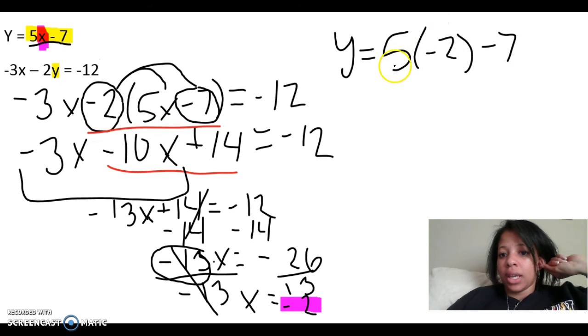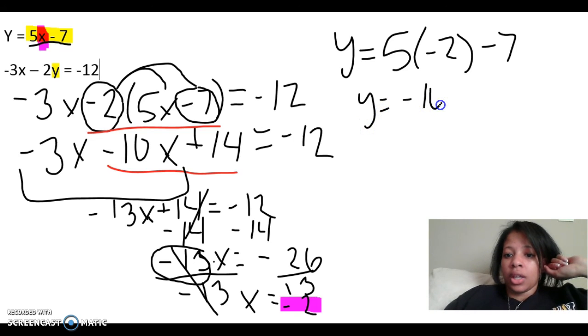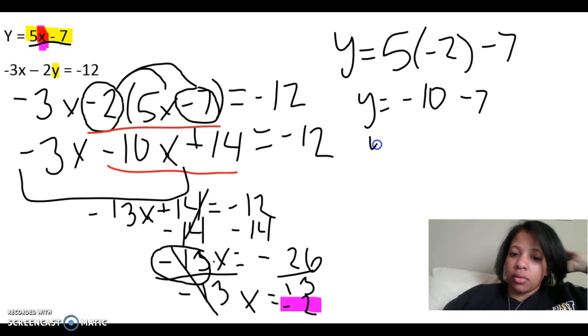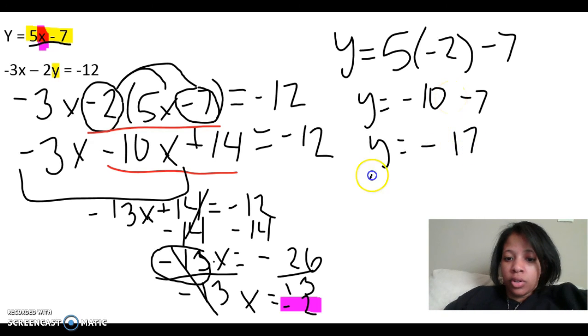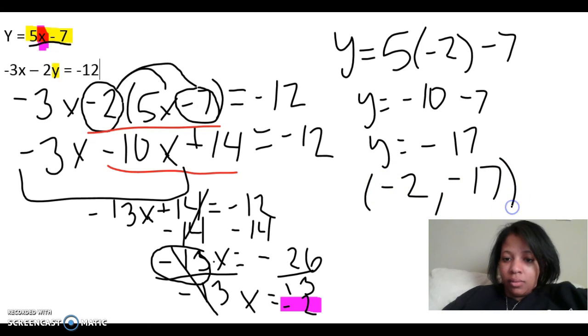So 5 times negative 2 is negative 10. And negative 10 minus 7. Remember, I'm already in the negatives, and I'm just going further in. So it's still going to be negative 17. So my answer would be negative 2. That's my x. That comes first, comma, negative 17, because that's my y. And that's your answer.